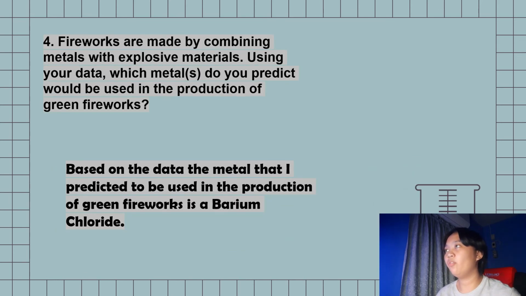And for our number 4, fireworks are made by combining metals with explosive materials. Using your data, which metal or metals do you predict would be used in the production of green fireworks? Based on the data, the metal that we predicted to be used in the production of green fireworks is barium chloride. So why barium and chlorine should be mixed to produce barium chloride?